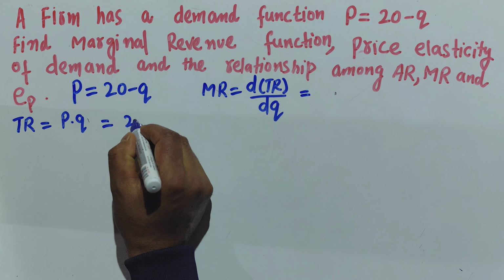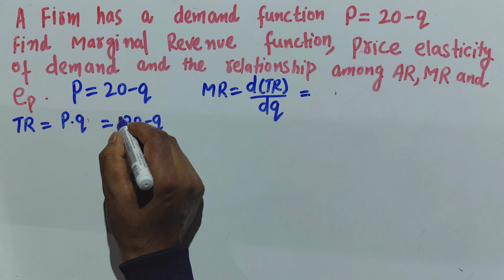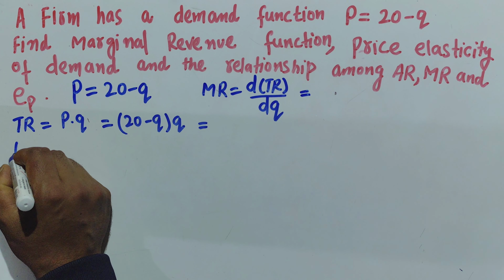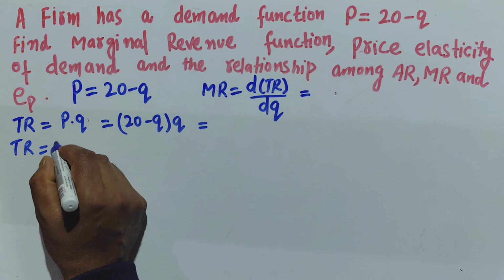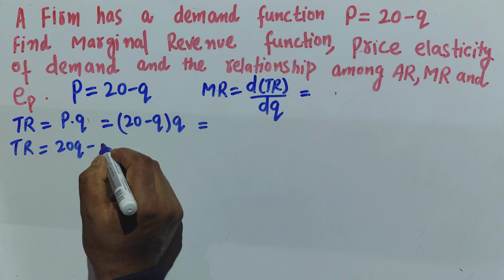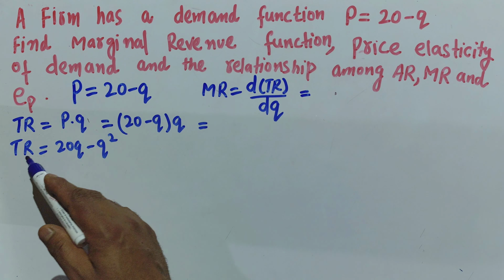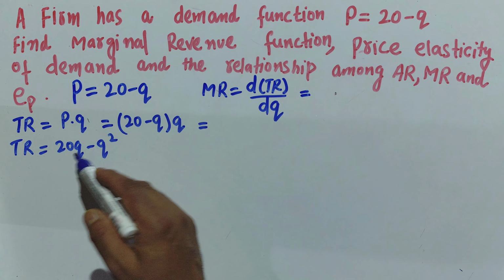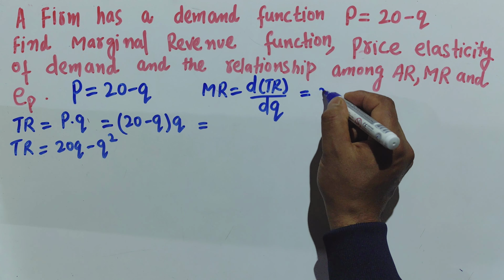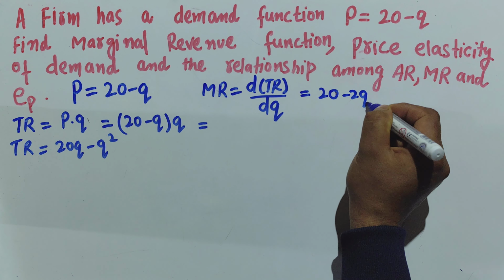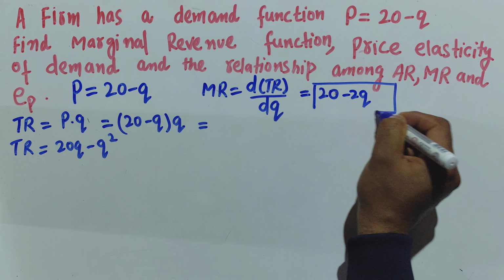So P is 20 minus Q. To this we multiply by Q. So we get total revenue is 20Q minus Q square. This is total revenue. Now what is marginal revenue? The derivative of total revenue function with respect to Q. Derivative of Q in the first term is 1. We are left with 20. Derivative of Q square is 2Q. So this is our marginal revenue function.